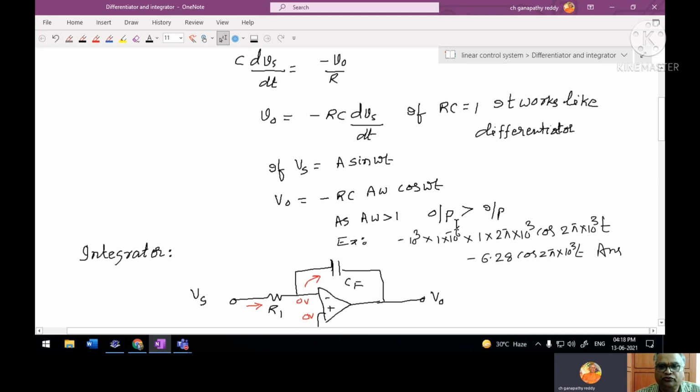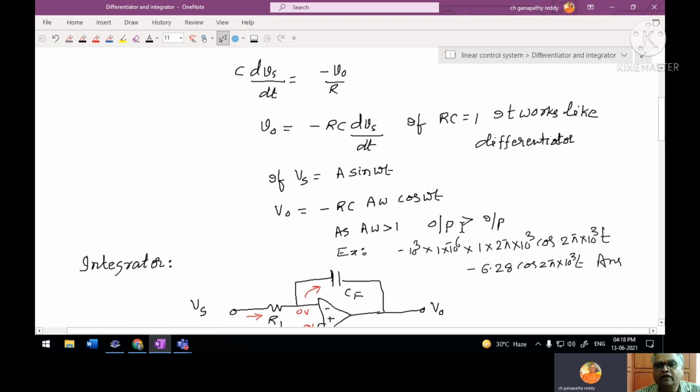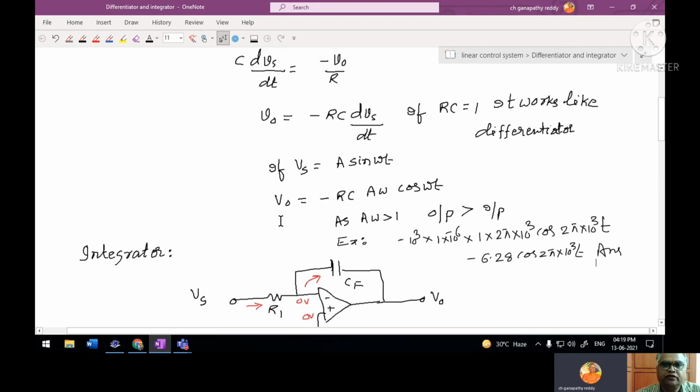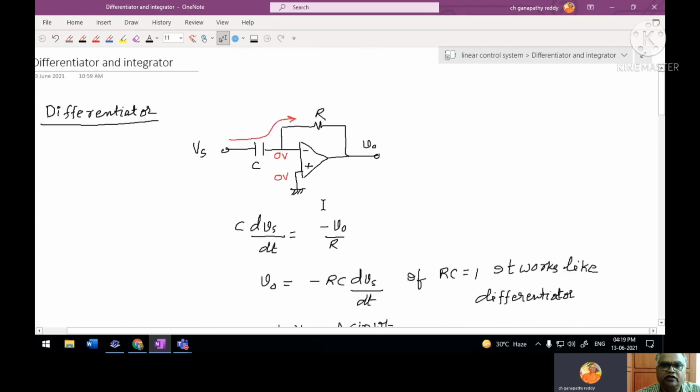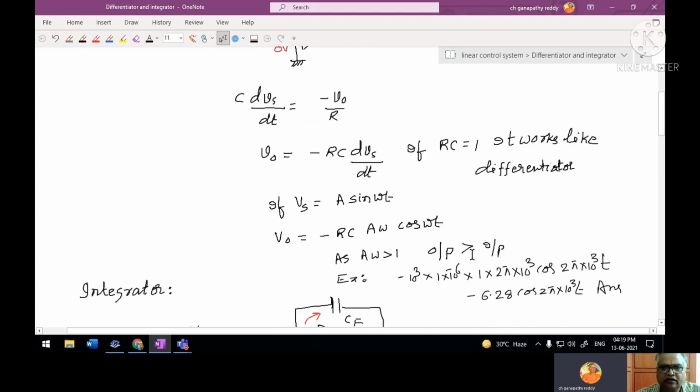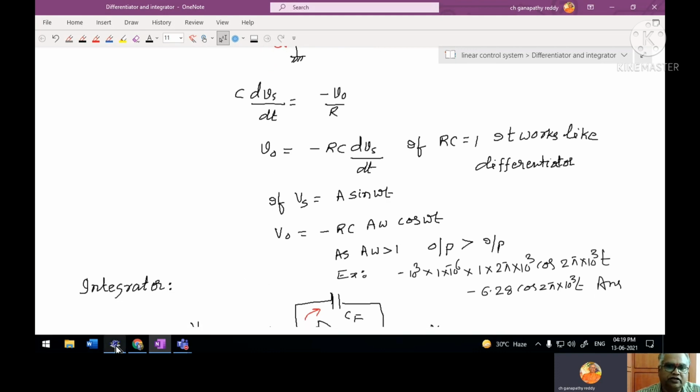This I will show you in the simulation practically. I have taken an ideal op-amp. So it is derived and proved how it is working like a differentiator. Let us simulate.